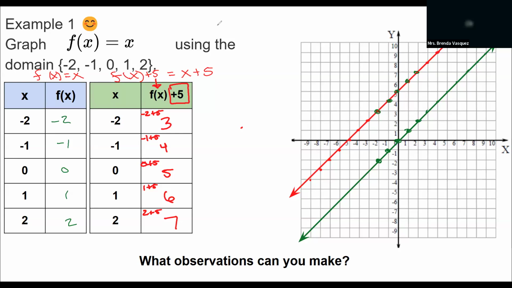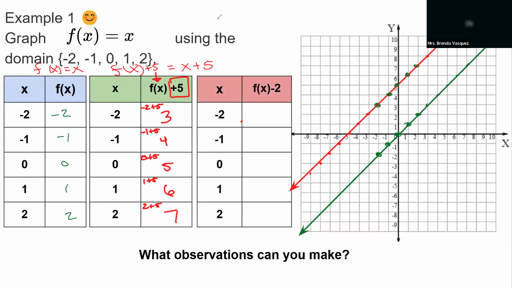Okay. Now, let's do another transformation. Nick Shay, you're going to lose this. Here you go. Next table. Let's try this one now: f of x minus 2. By looking at the first graph, what do you guys predict is going to happen to this one? It's going to go down, right? How do we know? We have a -2.